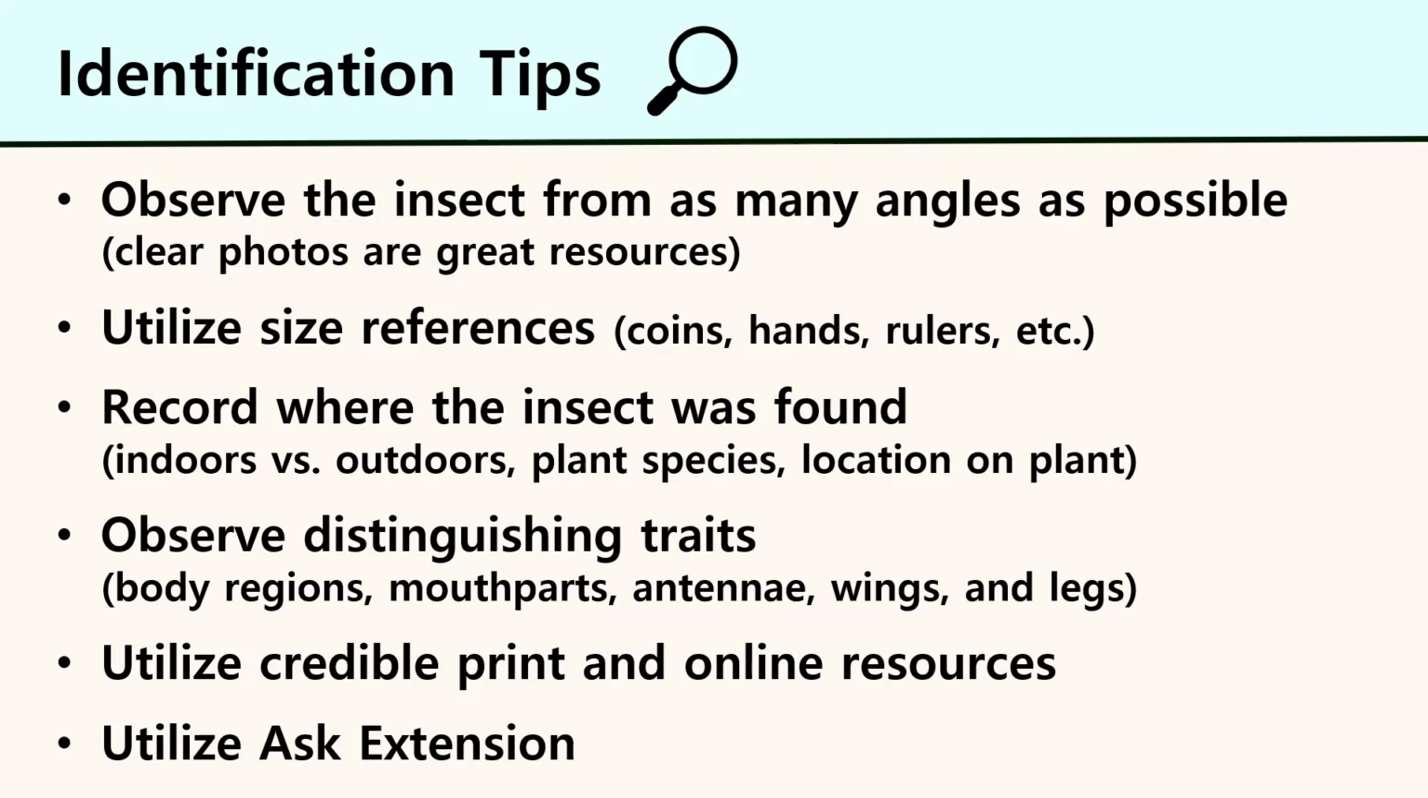And always utilize credible resources. There are a lot of misidentified insects on the internet, so don't always trust your Google image searches. Make sure to check the reference and that it is a credible source. You can always utilize Ask Extension. This is a free service we have through University of Maryland Extension. It's an online forum where you can submit photos to us, and we can help you with your identification.